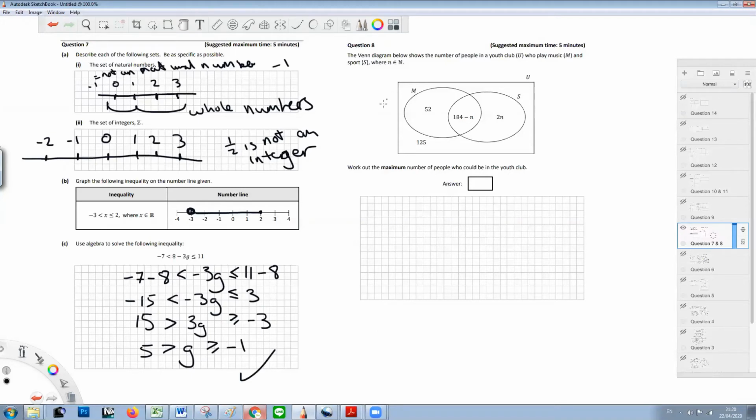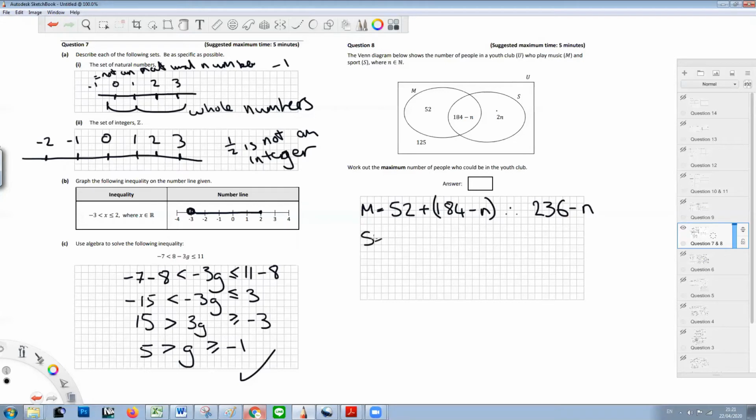The next one is the Venn diagram below shows the number of people in a youth club, U, who play music, M, and sports, S, where N is an element of the natural numbers. Okay, so work out the maximum number of people who could be in the youth club. So we basically have a Venn diagram, and we have a number of information. So if we just look at the people who play music, so M is equal to 52 plus 184 minus N. So that's a sentence that we're happy enough to write. So just getting rid of the 184, it's going to become 206 minus N. So that's what M is equal to.